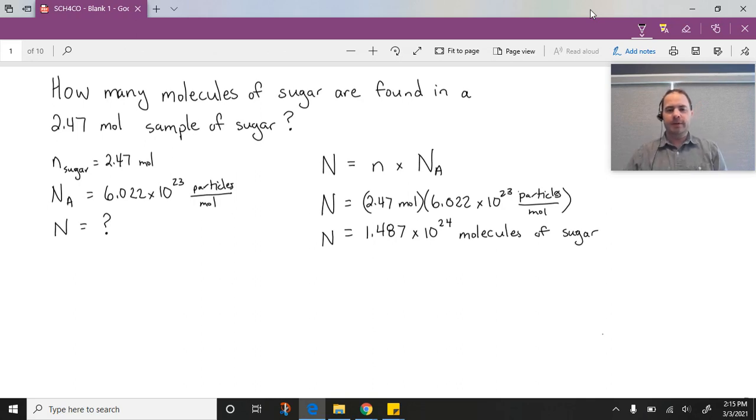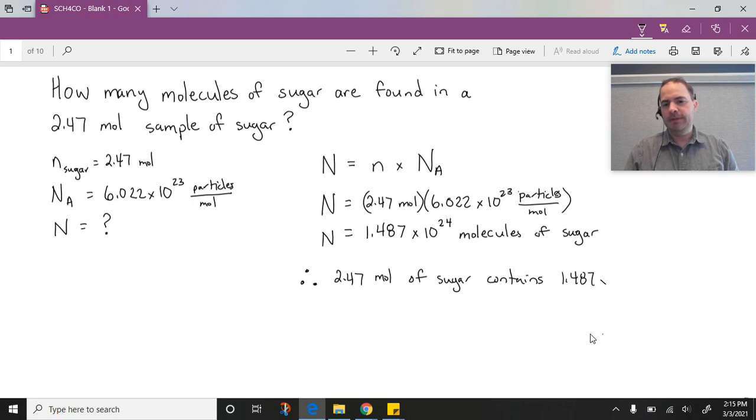All right, so we just figured out how many molecules of sugar there are in that particular sample. We can finish it off with our therefore statement. Therefore, 2.47 moles of sugar contains 1.487 times 10 to the 24 molecules. There we go.